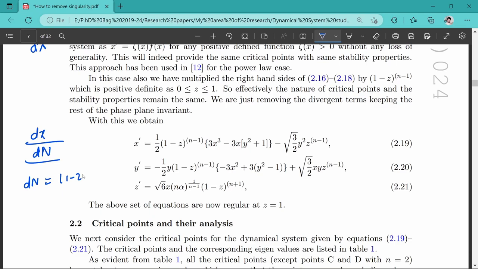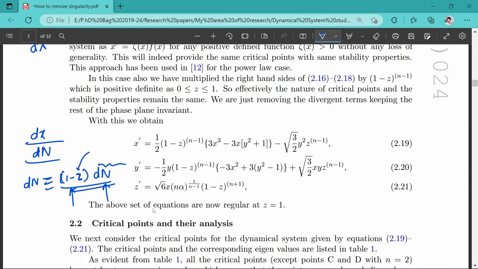Now this redefinition does not have any impact, because dn, the cosmic time, is evolving in one particular direction, and z is again a positive quantity. So z is always between 0 and 1. Again it has become positive. This is positive, it is coming from the h into dt, it is again positive.